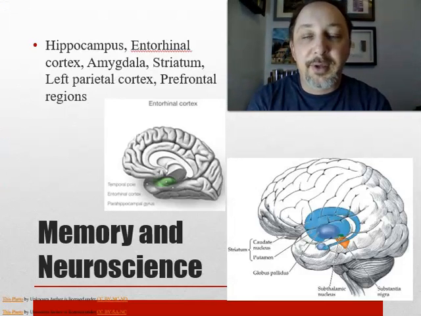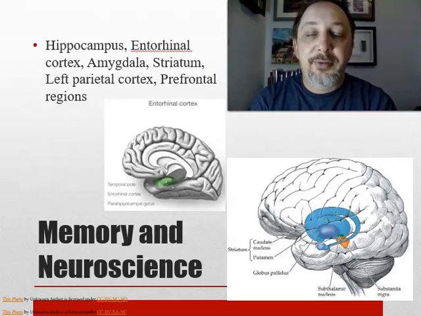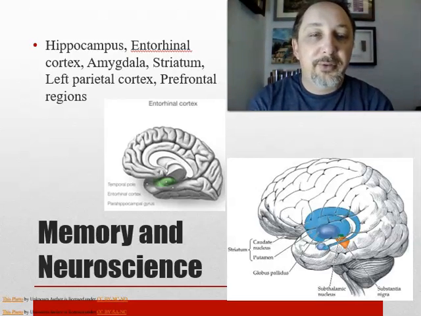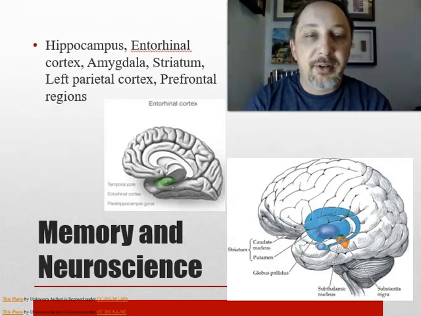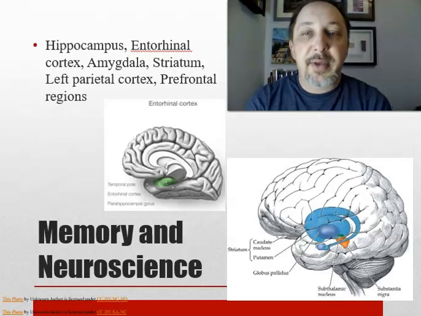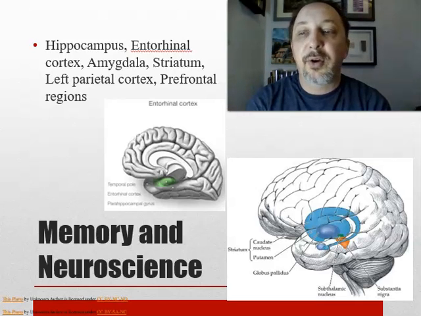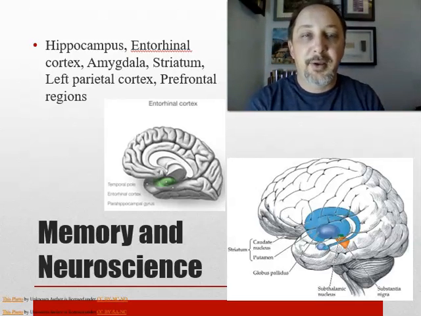So here are some of these locations. Here's the hippocampus, the entorhinal cortex, which is basically part of the temporal lobe that's right around the hippocampus. The amygdala, we said, is right next to the hippocampus. The striatum, which wraps around the thalamus in the same general area. The left parietal cortex and the prefrontal regions. All of these are involved in memory.